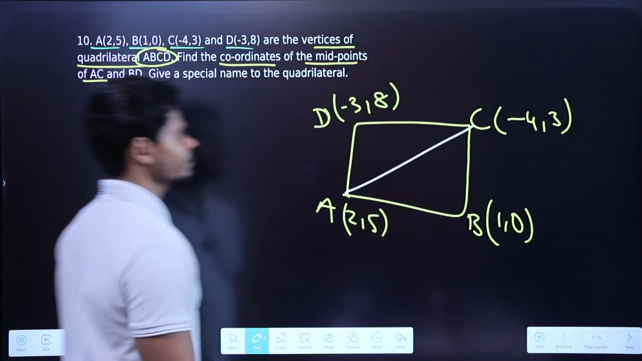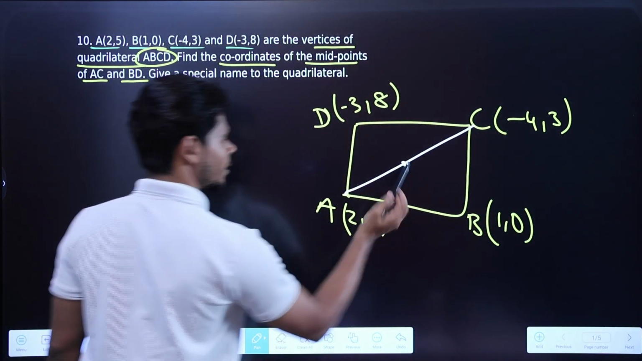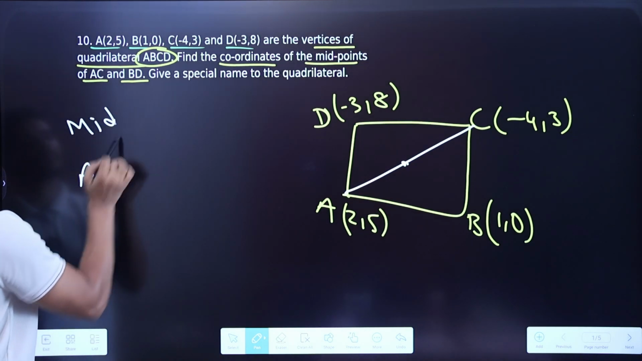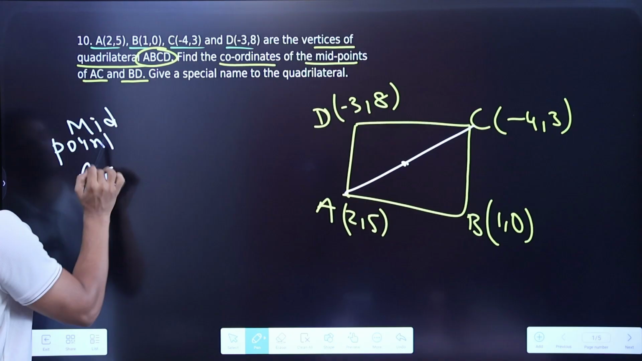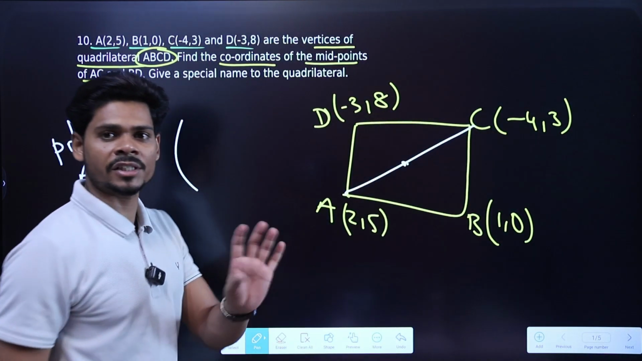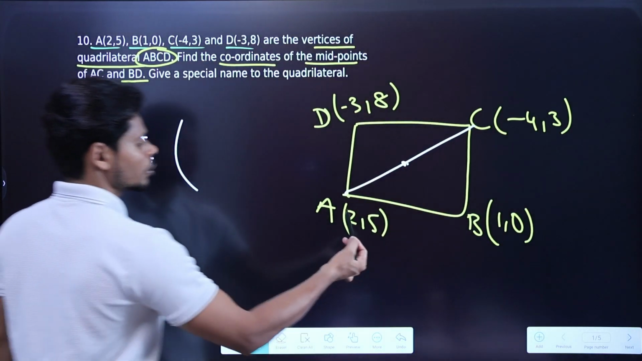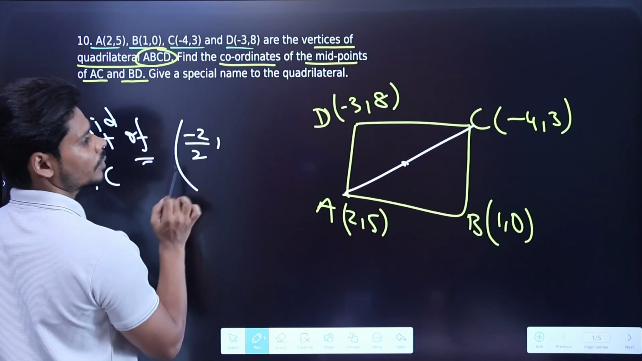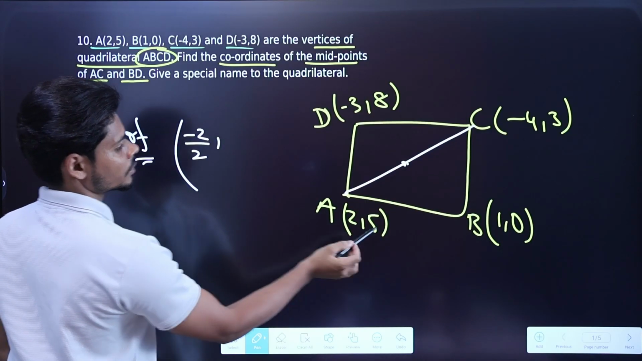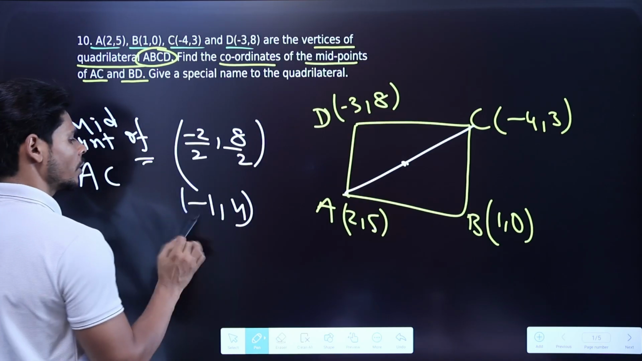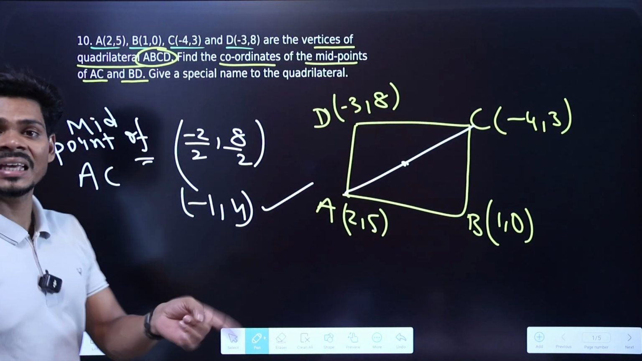Let's say this is AC and the midpoint will lie somewhere over here, right? So let me write the midpoint of AC. That will be equal to x1 plus x2 by 2. I have already explained all types of formula. So it becomes minus 2 by 2, and this plus this, 5 plus 3, which is 8 by 2. So it comes out to minus 1, 4. So this is the midpoint of AC.